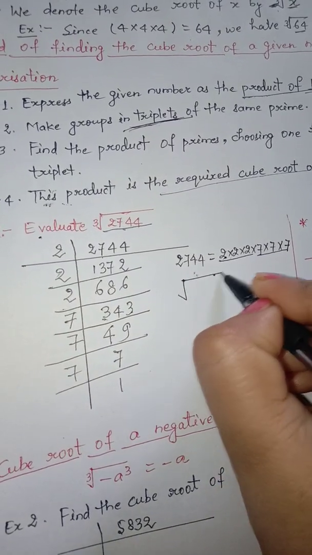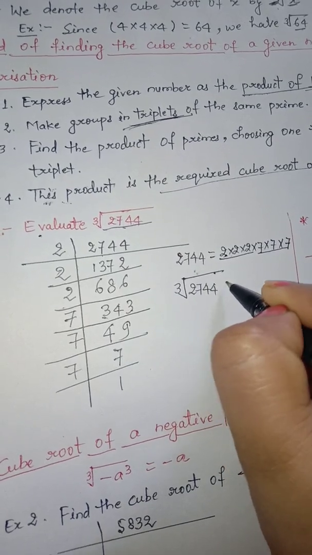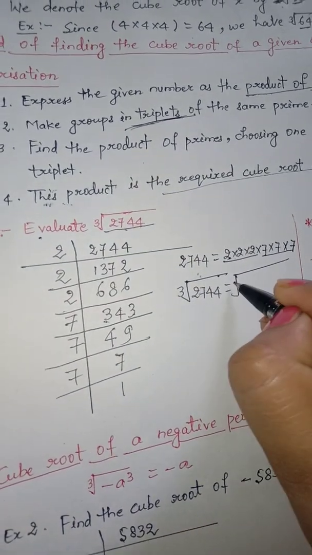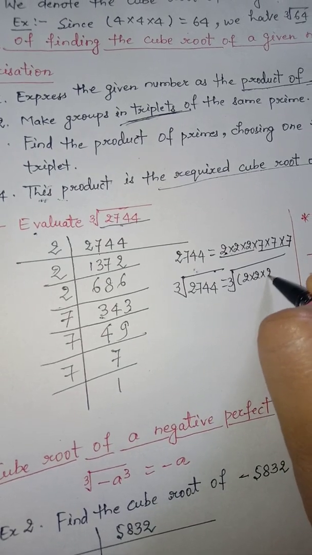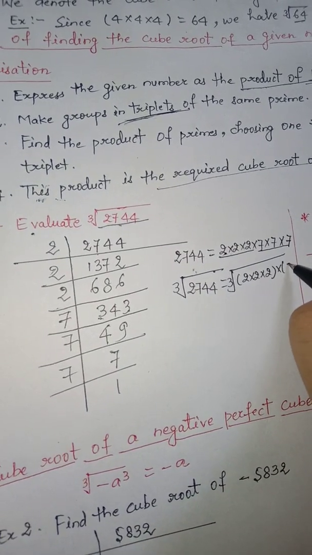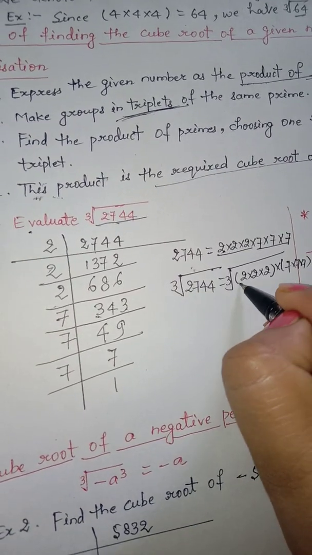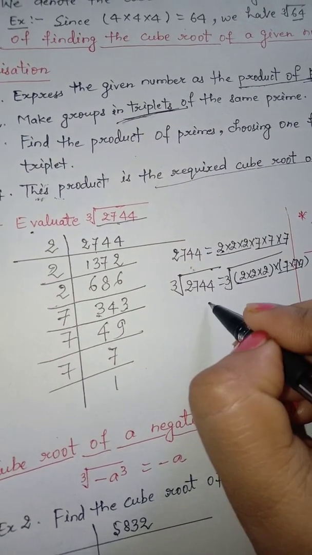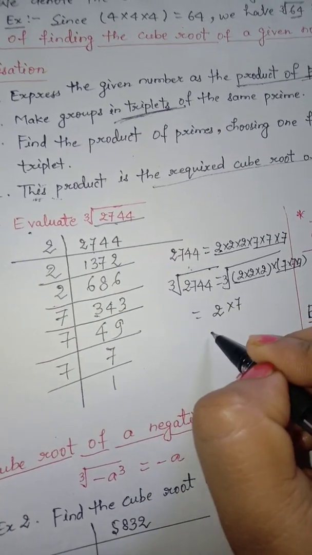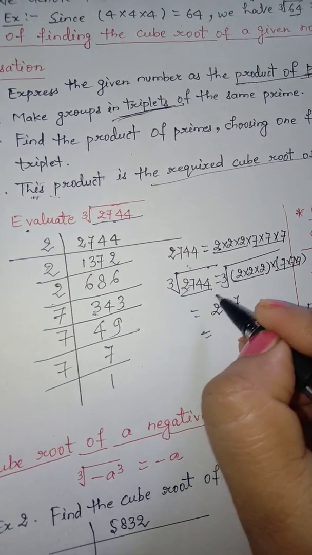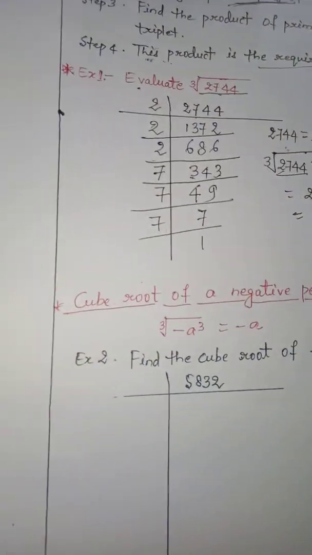So the cube root of 2744 means the cube root of the first triplet 2 into 2 into 2 and the second triplet 7 into 7 into 7. One factor we have to take from each triplet, so 2 into 7. It means the cube root of 2744 is 14.